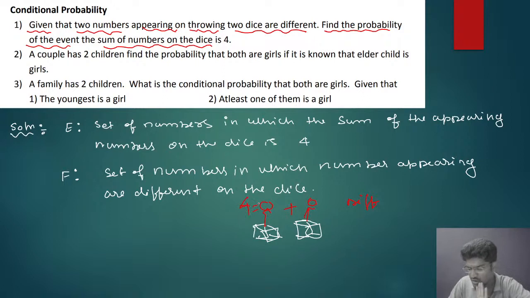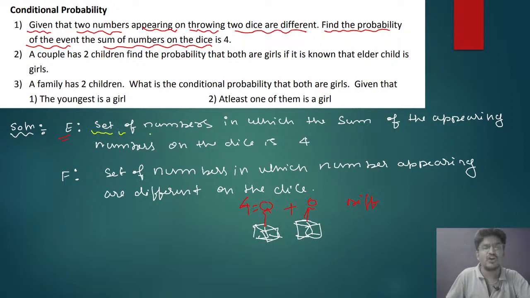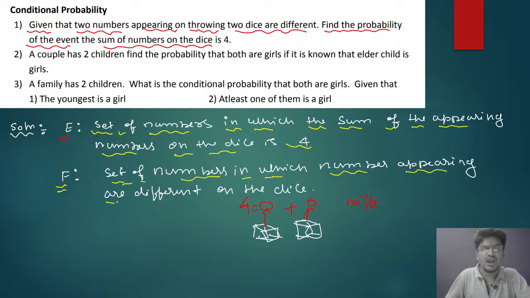Are you clear? Okay. So now see, there are two events. Event E is already given: the set of numbers in which the sum of the appearing numbers on the dice is 4. Next, event F: the set of numbers in which the numbers appearing on the dice are different.